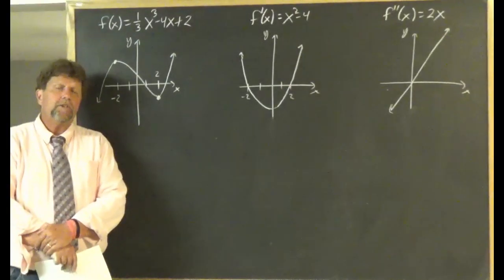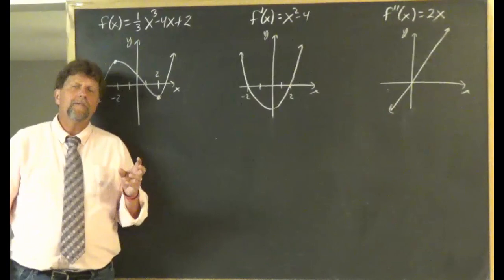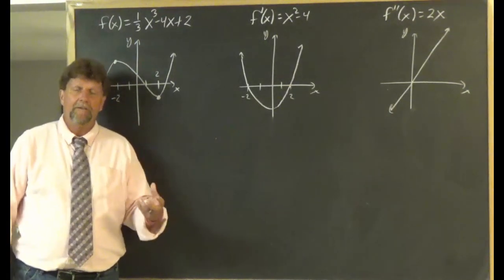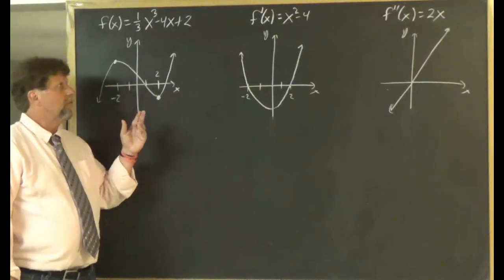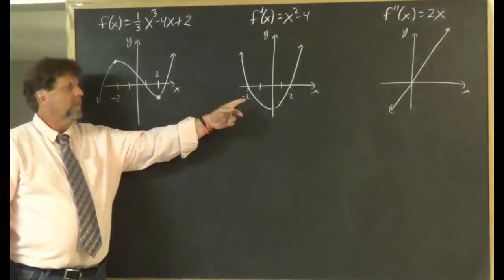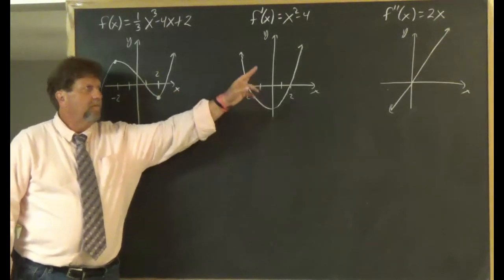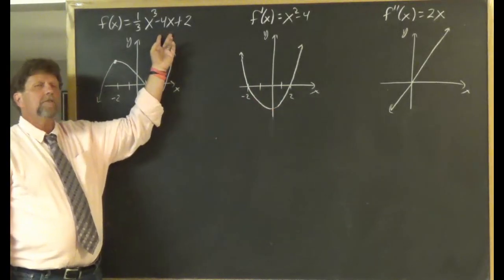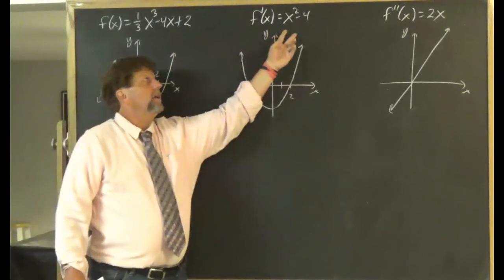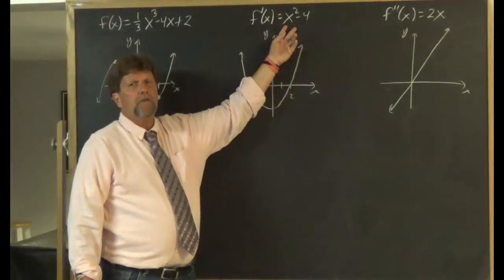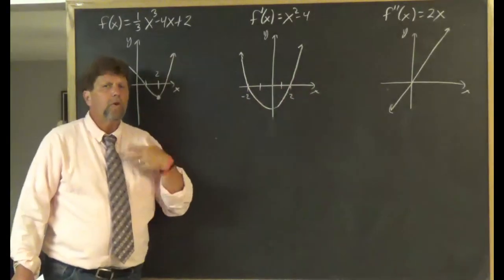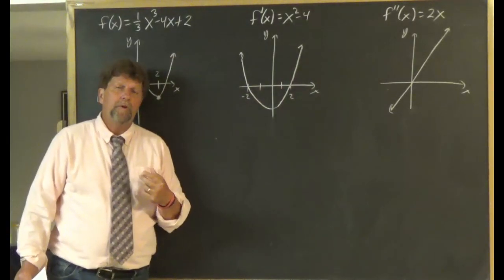All right, folks, in section 5.1, we saw how the first derivative, f prime, could tell us the behavior of the function f. So what I have up here on the board is the graph of a function, its derivative, and its second derivative. So the function is 1/3 x cubed minus 4x plus 2. The derivative of the function is x squared minus 4, and the second derivative is 2x. So a quick review from section 5.1.